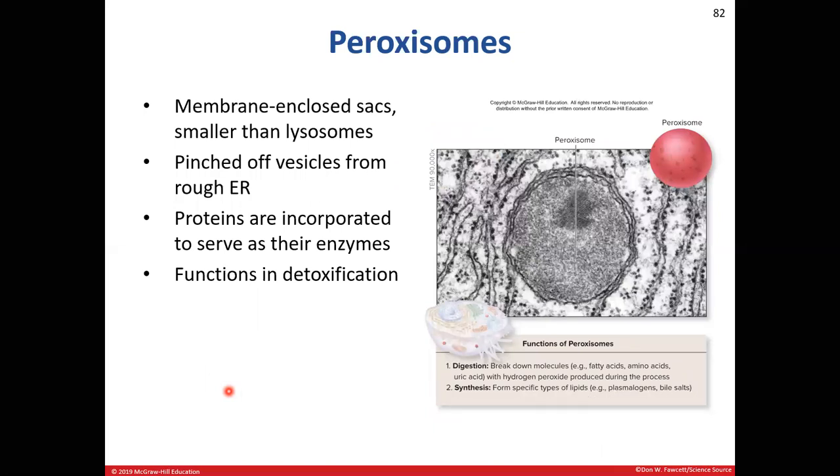Now, peroxisomes are also membranous sacs, but they're a little bit smaller than lysosomes. These are pinched off vesicles from our rough ER, and a lot of these proteins are actually incorporated to serve as the enzymes of the peroxisome. The function of a peroxisome really is in detoxification. So they are a little bit similar to lysosomes, except some of their contents are different. Whereas lysosomes are really for digestion and breaking down of the substance, peroxisomes use proteins and enzymes basically as a way to detoxify a cell or detoxify an area.